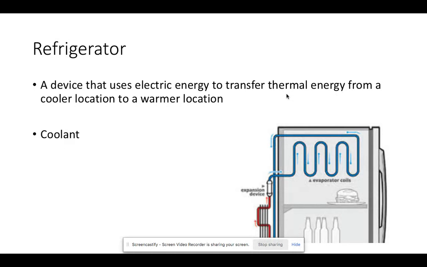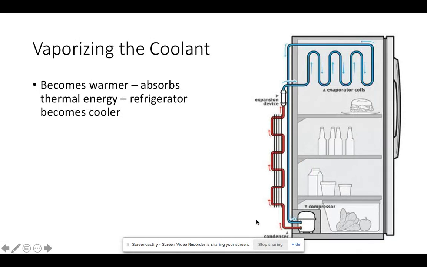Our refrigerator is also a main device that we find very important, that we use to keep our food cool. It uses electric energy to transfer thermal energy from a cooler location to a warmer location. It has coolant in it that will go through the coils and cool the inside of your refrigerator and take your hot air out. The coolant, as it becomes warmer, will absorb the thermal energy and your refrigerator becomes cooler.